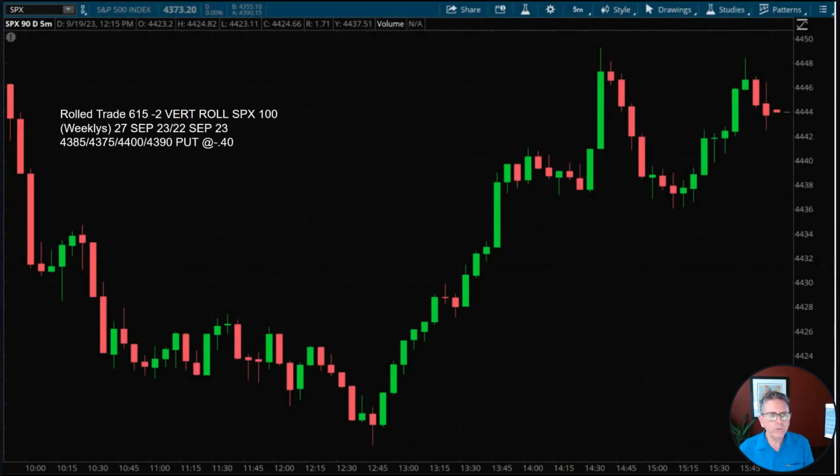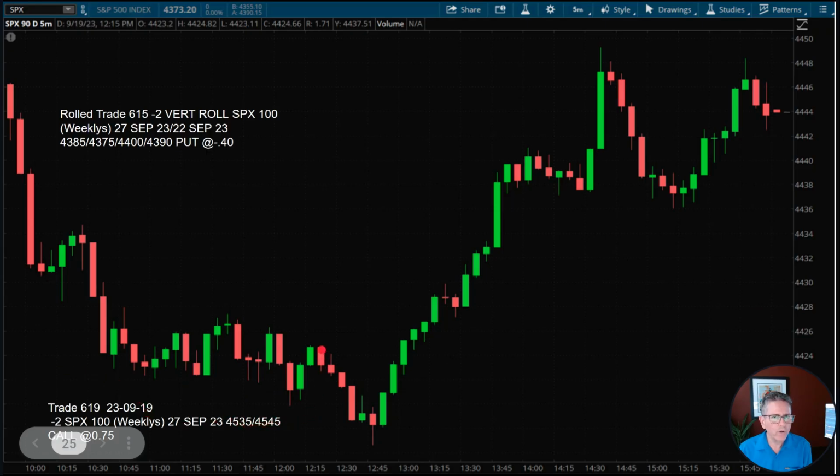Now we go into this trade, and so we had to roll the trade, and we went from 4,400 to 43.90, and then we rolled that trade for 43.85, 43.75. So I didn't widen the trade. I actually put on that trade without widening it. Okay. Then I put on a new trade now, and this was a call spread, and I collected 75 cents.